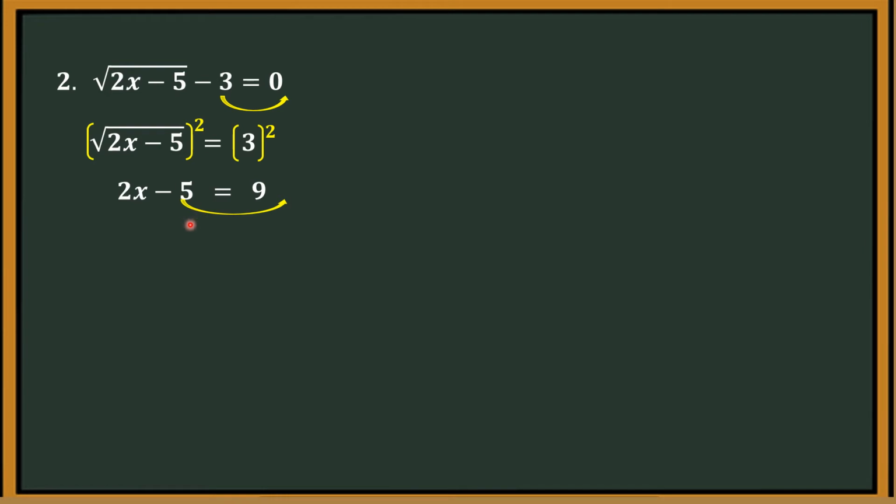Then transpose negative 5 to the right side, so it will become positive 5. So we will have now 2x is equal to 9 plus 5. And then simplify this one, 9 plus 5. So we will have now 2x is equal to 14. Since we need to solve for x, we have to divide both sides by 2. So you can cancel 2. Therefore, sa left side, matitira ay x. And then, sa right side, 14 divided by 2, that is equal to 7.